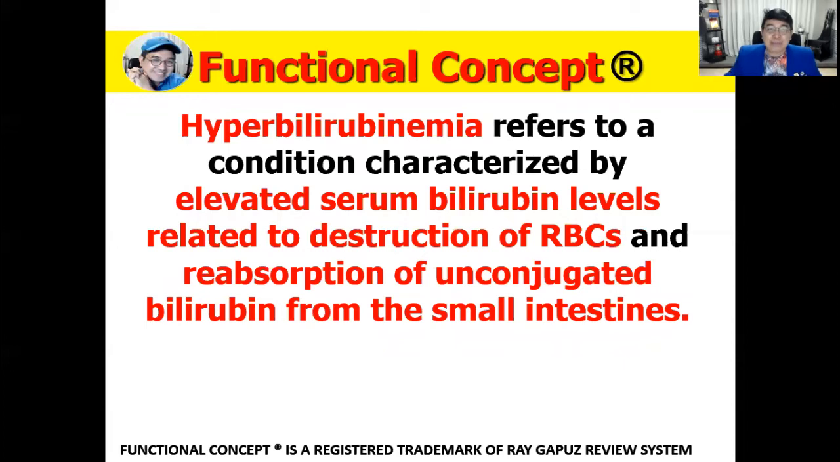Okay? So hyperbilirubinemia, or neonatal jaundice, as we commonly refer to it, is a condition characterized by elevated serum bilirubin levels related to destruction of red blood cells and reabsorption of unconjugated bilirubin from the small intestine. So what does this mean? When you are having jaundice, it simply means that your red blood cells are being destroyed. And whenever a baby is born with jaundice, it simply means that they are having RBC destruction while they are still inside their mother's womb, or while in utero.